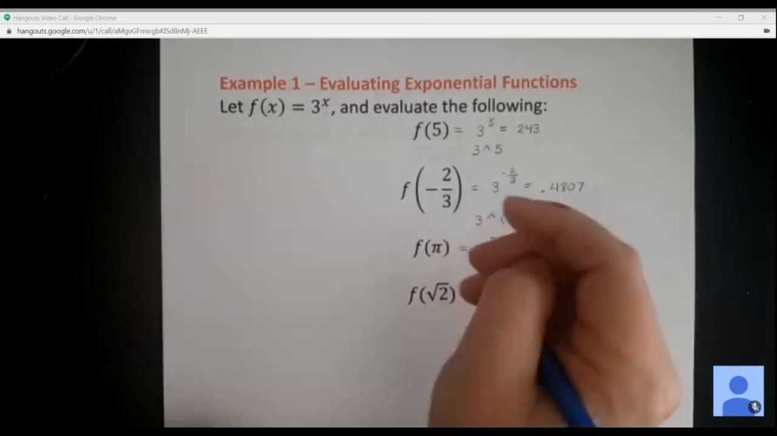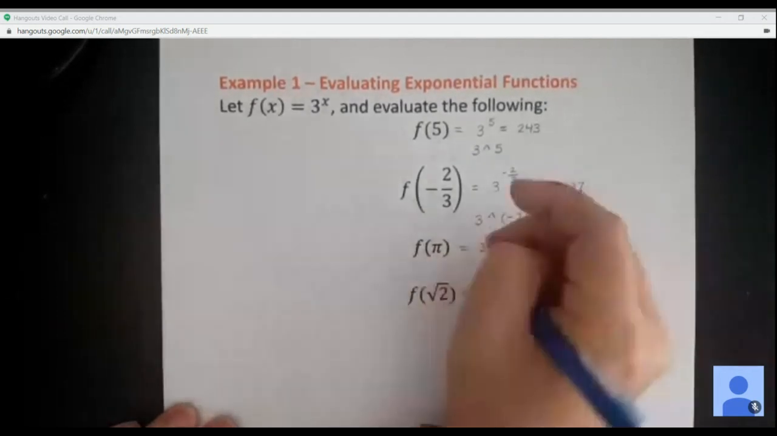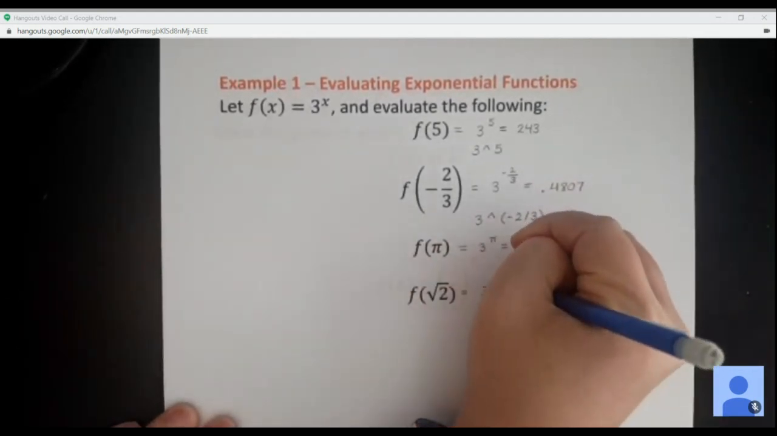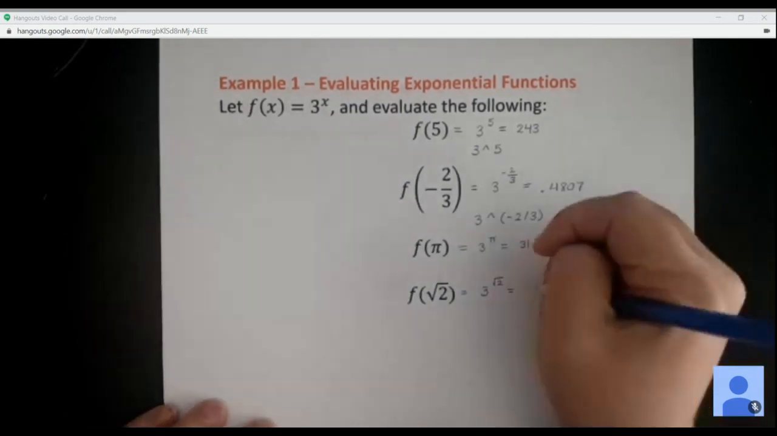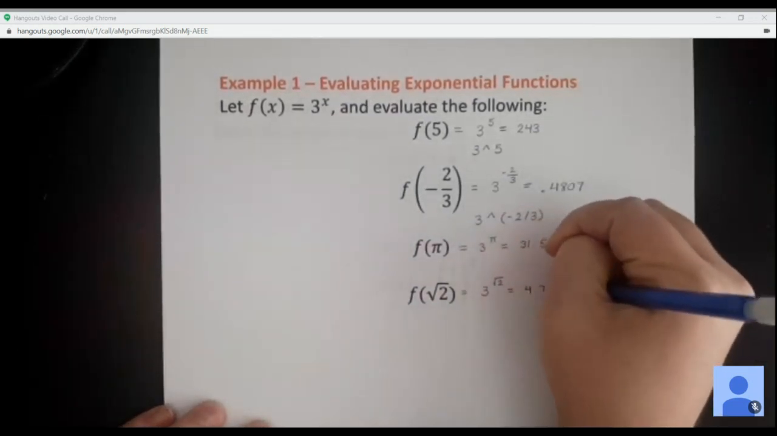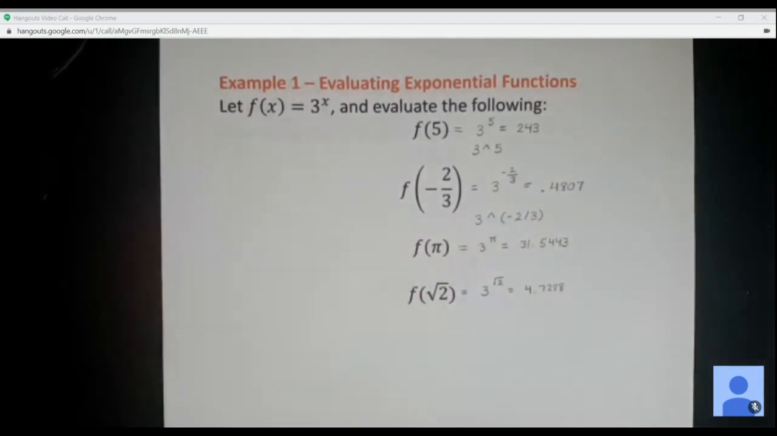All right, and then our last one here, again, we're just taking this value and putting it in our exponent. This is going to be 3 to the square root of 2 power. Again, we'll just go 4 decimal places on this one also. Good. So 4.728 looks good. Any questions on how to put any of those into the calculator now?